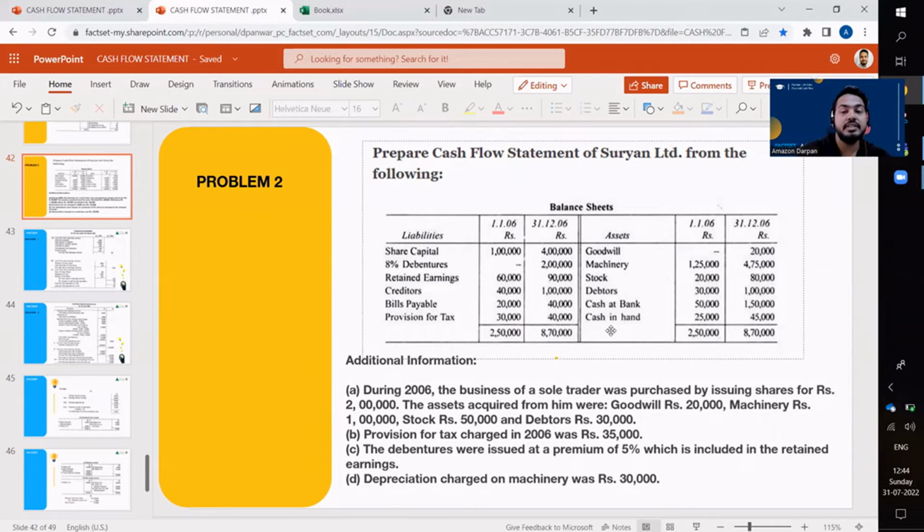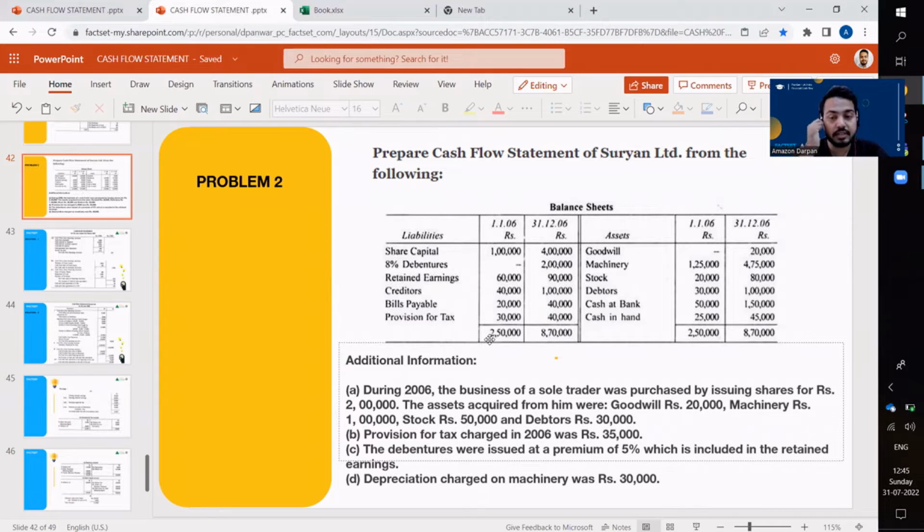But remember, always check additional information for every item, because there can be such questions wherein they intentionally give some additional information for the question and your answer will not be right. So for debtors, when we check point number 1, the asset acquired from him also included debtors of rupees 30,000. I hope now you understand what we are looking at. So now we'll move on to the sheet to understand very well.